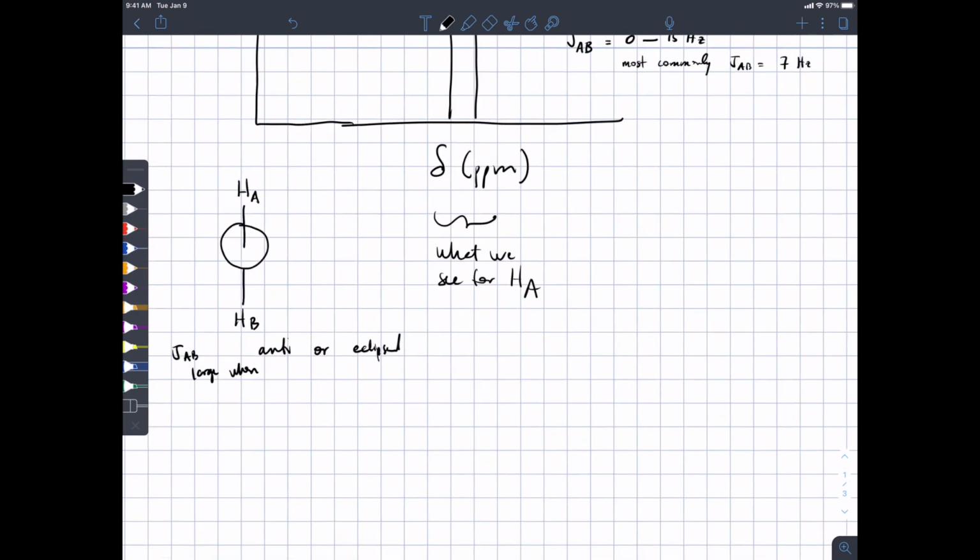When HA and HB are at around 90 degrees, the coupling constant becomes very small. That's neither here nor there. I don't think it'll be that important for the class, but that's practically what people observe. What else?